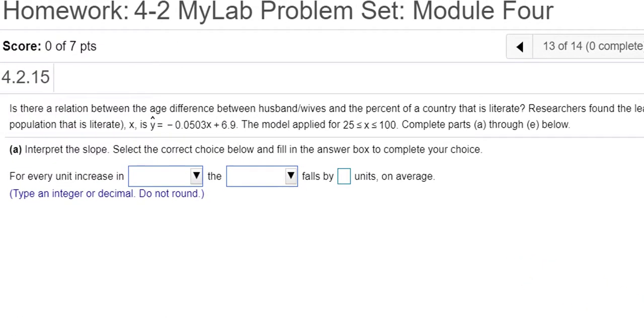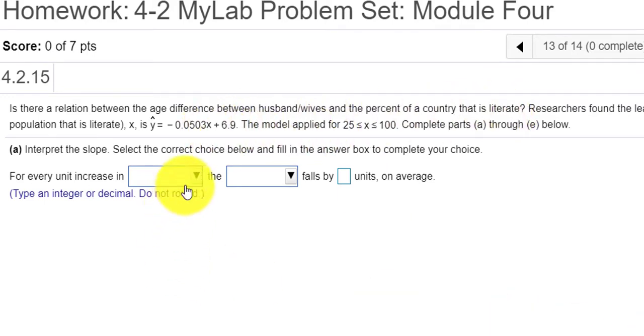Hello class, I created this video to help with problems 13 and 14 from the homework. So the first thing we are given is a regression equation, and it looks like we're trying to determine if there's a relation between the age difference between husbands and wives, I guess that would be Y, and the percent of the country that's literate, that would be X.